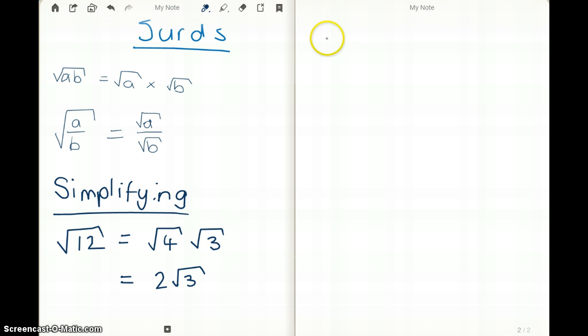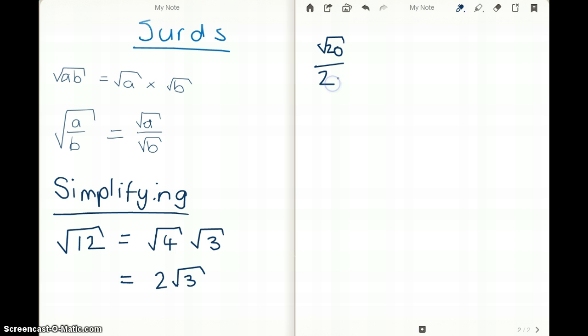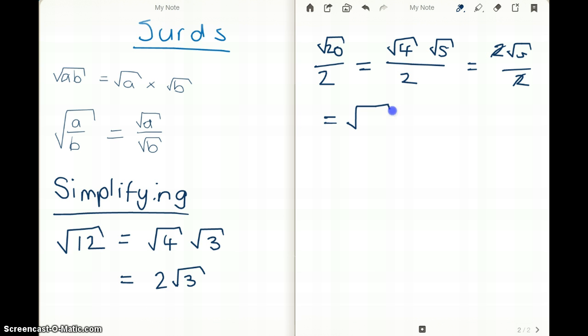I could do the same if it was something like root 20 over 2. So again, I'm looking for square numbers that go into 20, and yet again I've noticed that it's 4. So I'm going to write that as root 4 times root 5 all over 2. I've spotted that root 4 is 2, so that's 2 root 5 over 2, and then I can cancel out these 2's. So the simplification of that one is just root 5.